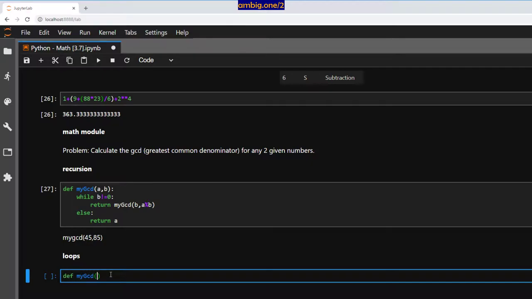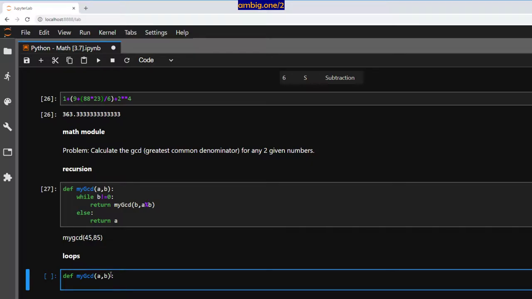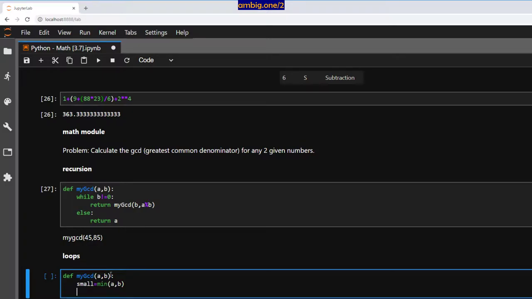Define my GCD of a comma b. So I'm going to define small as the minimum of a, b here. For i in range 1 to small plus 1, right? If a percentage i equals 0 and b modulus i equals 0, GCD is i. Again, don't worry about it if this function, the whole thing, is confusing.